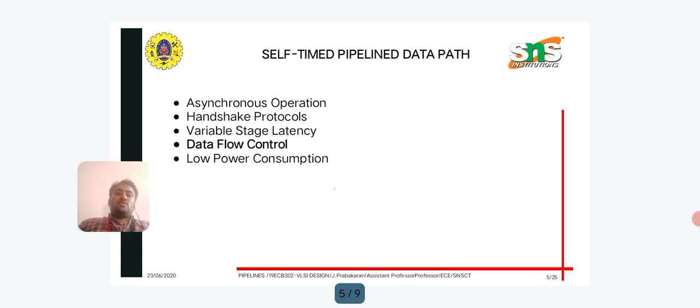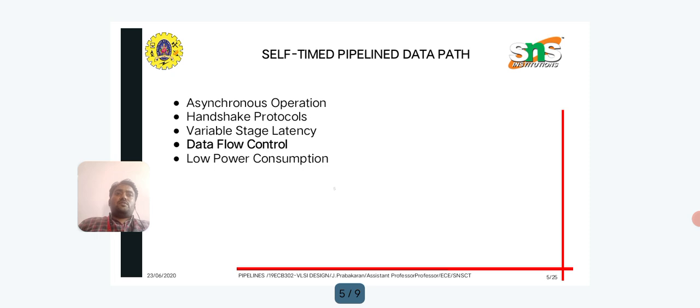And the self-timed pipeline path. Let me discuss the self-timed pipeline path. Here we have to discuss some points: asynchronous operation, handshake protocol, variable stage latency, data flow control, and low power consumption.